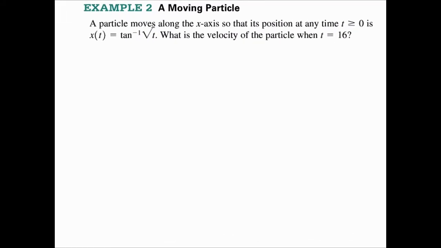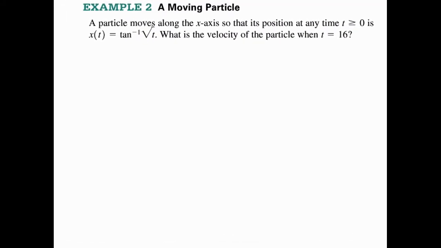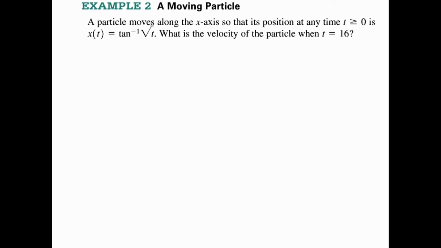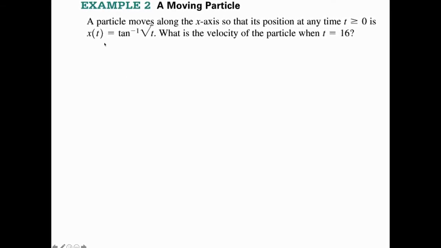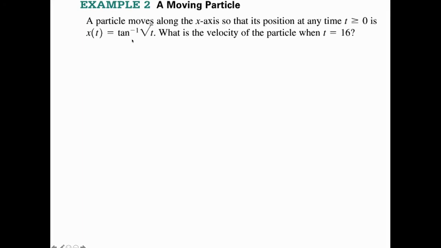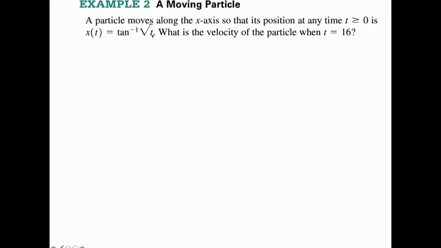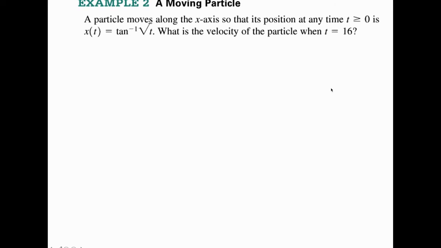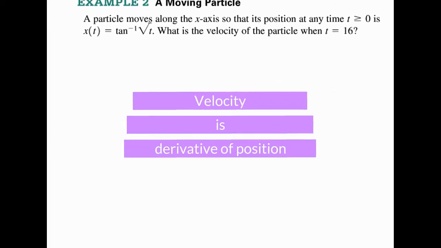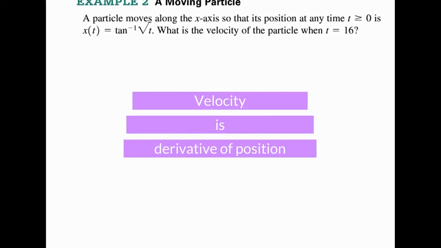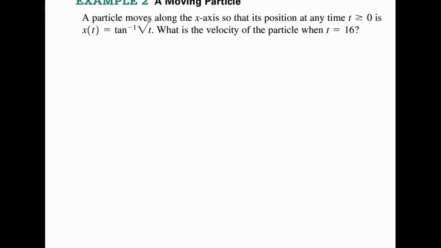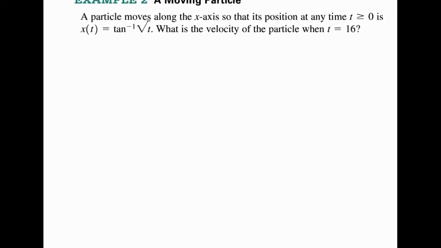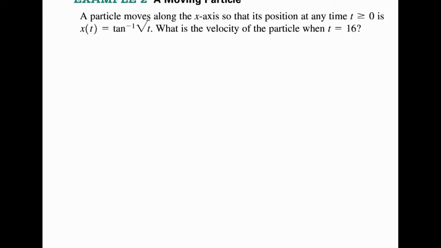Here's another example of how inverse trig functions can be used. It says a particle moves along the x-axis so that its position at any time t greater than or equal to 0 is given by this position function here. And notice it's arctan of the radical of t. What is the velocity of the particle when t equals 16? Okay. First things first, velocity is the first derivative of position, right? So my position function is an inverse tangent function. So the first thing I need to figure out is, well, what's the derivative of it? And then I'm going to evaluate it at 16.